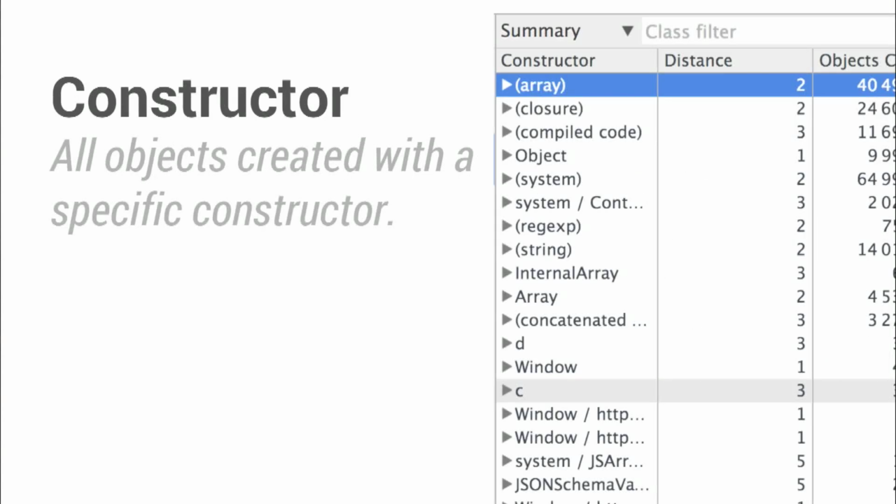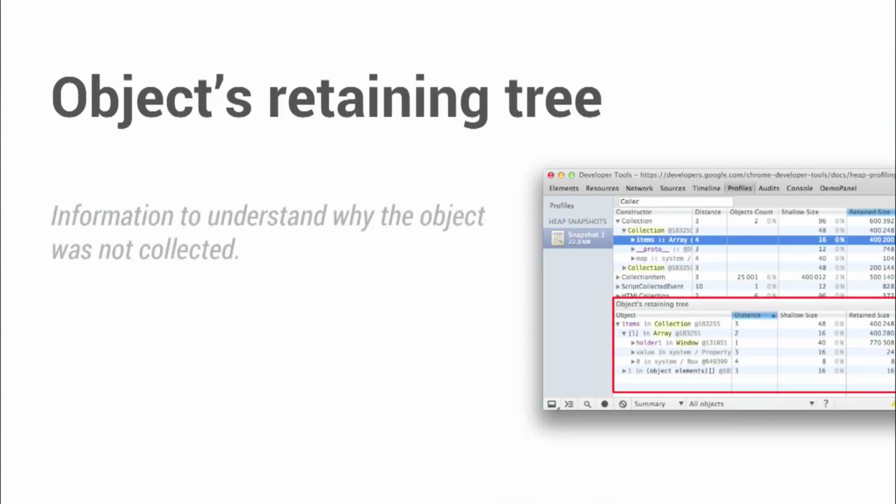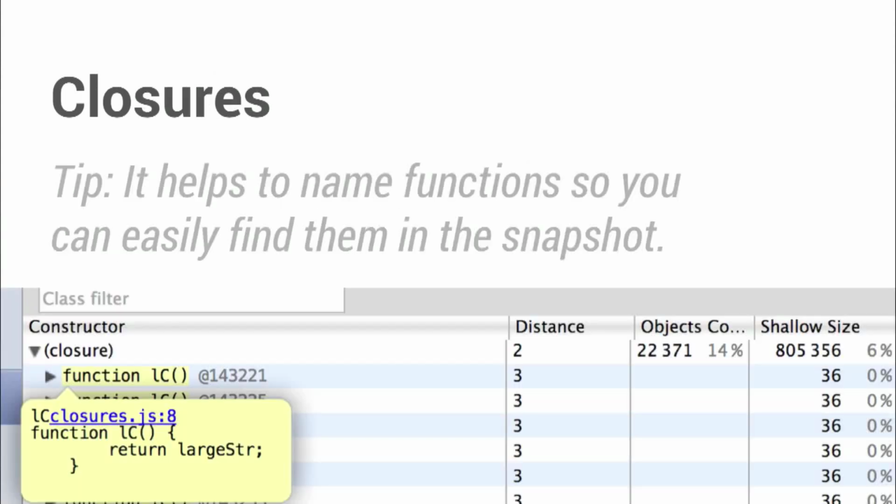You've got constructors, so we try to group all the objects in the retaining tree by their type. So keep an eye on those. The retaining tree shows you information that will help you understand why objects aren't being collected. Quick tip: if you happen to be using closures, please try to name them, because those will actually show up in the heap profiler, and it'll be really easy for you to go and detect them.